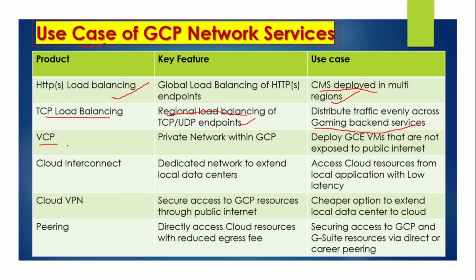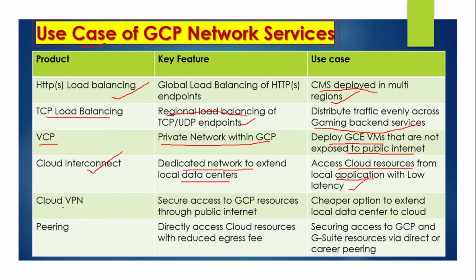Then this VPC is the virtual private cloud that is used for private network within GCP. And the use case is to deploy GCVMs that are not exposed to public internet. And we also discussed about this cloud interconnect, where we have any on-prem application that needs to be kept on-prem only, but it has to be used in combination with the cloud apps. So in that cases we have to use this cloud interconnect, so dedicated network to extend local data centers, right? Access cloud resources from local application with a low latency.